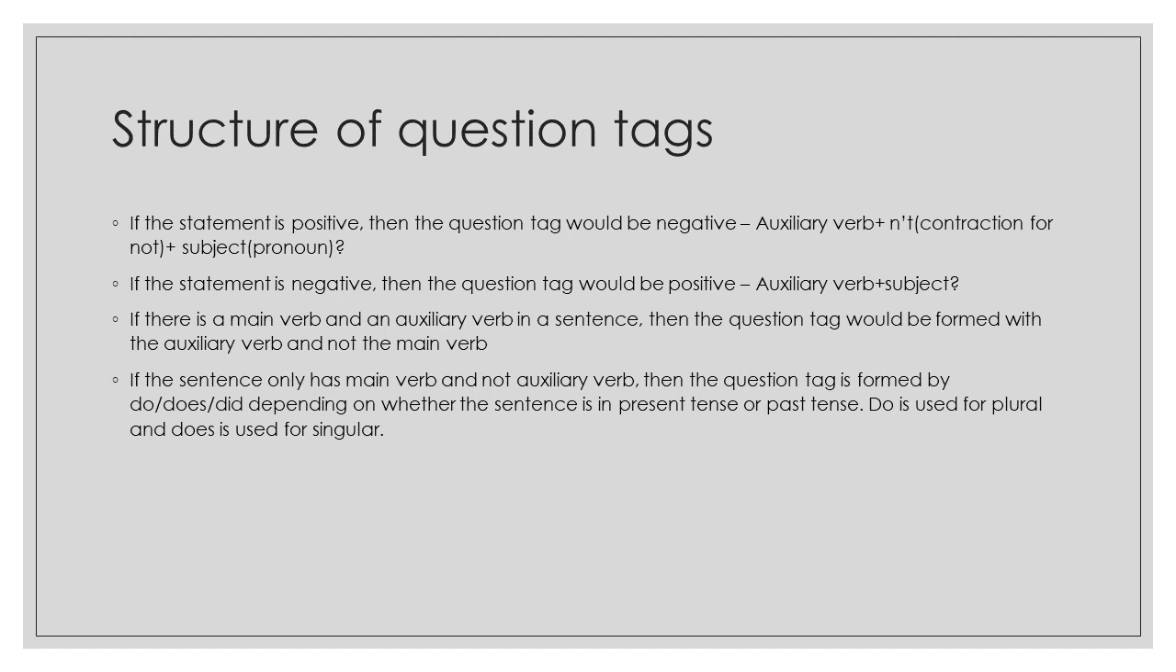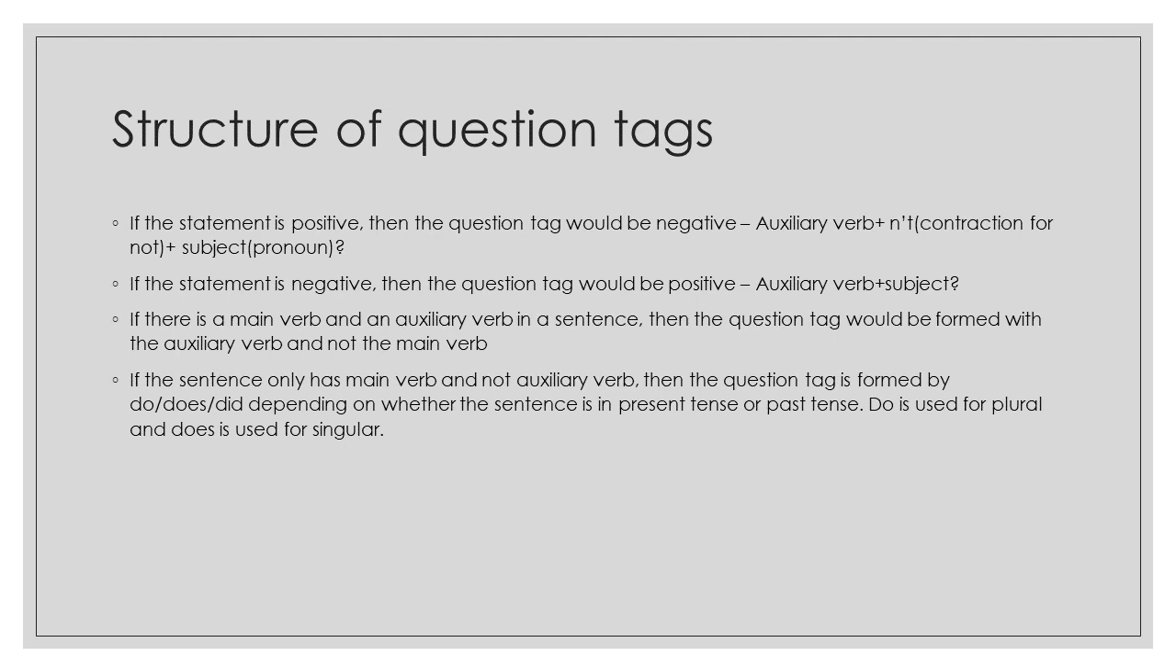And question tags are formed by the helping verbs that are there in the main statement. So you never form question tags with the main verbs. You always use auxiliary verbs or helping verbs. I'm sure that everyone knows what helping verbs are. These are basically the verbs that are used, as in present tense, for example, you have is, are, am, and in past tense you have was, were. In future you have will, would, shall, should, etc. So these are your auxiliary verbs, and question tags are formed by auxiliary verbs and not main verbs.